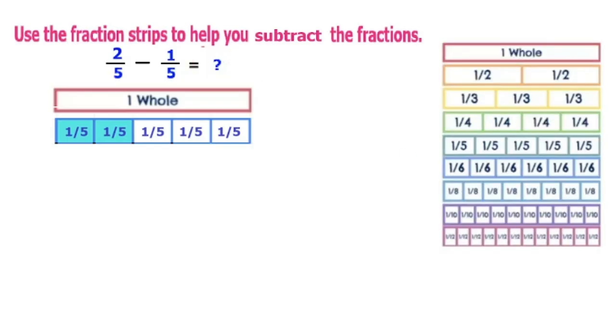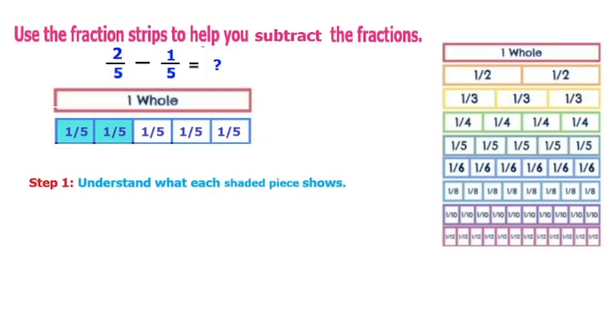So fraction strips look like this. There's one whole, that means just one whole thing, and then it's cut up into two. This is 1/2, this is another half. And then you could take the same whole and cut it up into thirds, or fourths, or fifths. And for us, we're doing the fifths. So this is how the whole looks when it's cut up into 5 exact equal parts.